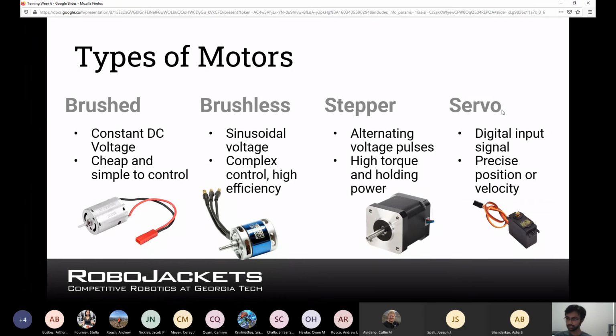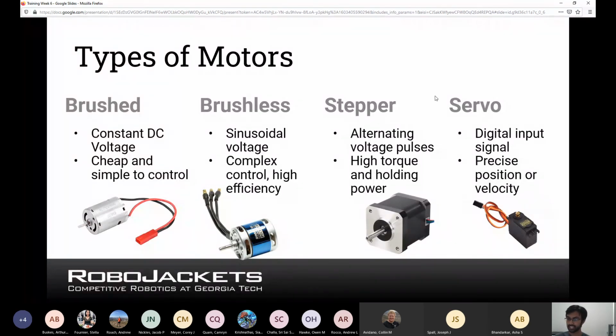Servos, on the other hand, you can give them a digital input signal of some sort of communication protocol, and that digital input signal gets translated into a precise position or velocity command, and the servo has an internal control mechanism which will cause it to rotate to that position or velocity command.